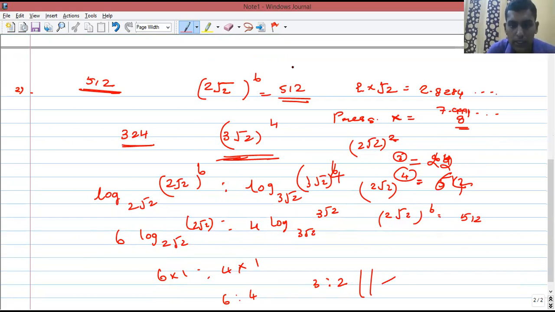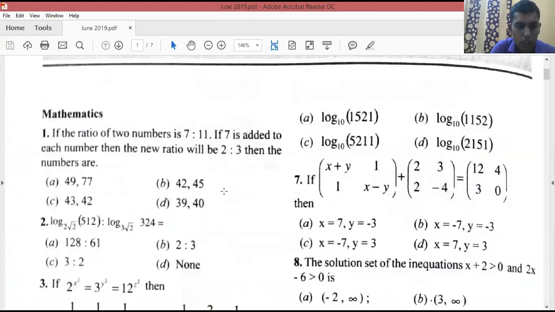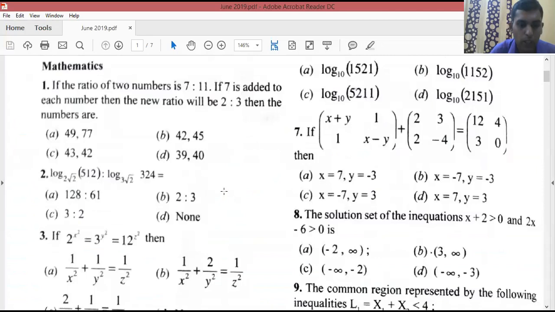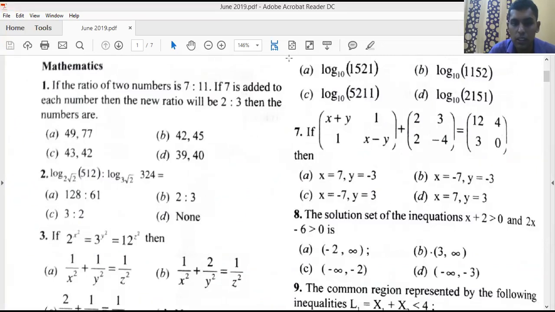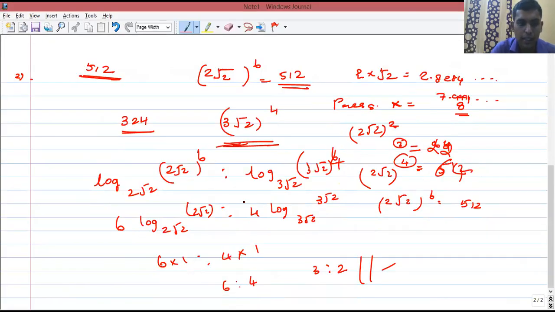We can go to the next question. Question number 3. 2 power x, 2 power x square, 3 power y square is equal to 12 power z square. How to solve these type of questions? Let's crack it up quickly.